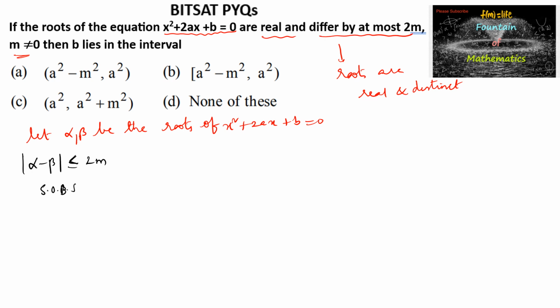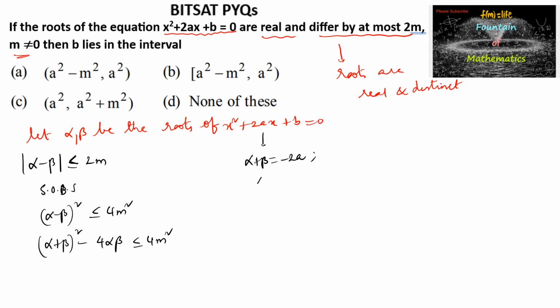So we'll get alpha minus beta whole square is less than or equal to 4m square. Alpha minus beta whole square we can write as alpha plus beta whole square minus 4 times alpha beta, which is less than or equal to 4m square. And since alpha and beta are the roots, the sum of the roots is equal to minus b by a, that is minus 2a, and alpha beta is equal to c upon a, that is b. So we can write minus 2a whole square minus 4 into b is less than or equal to 4m square.